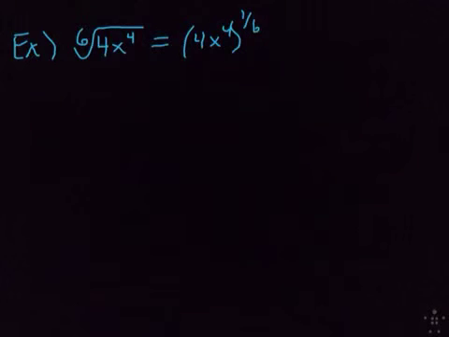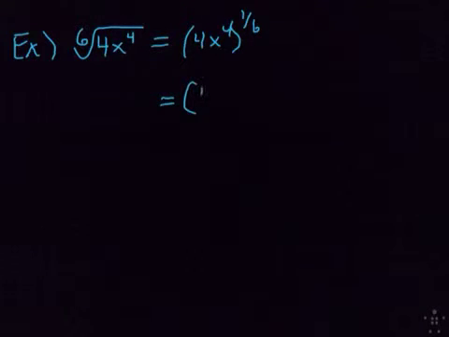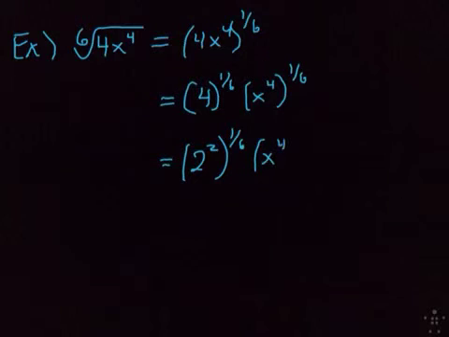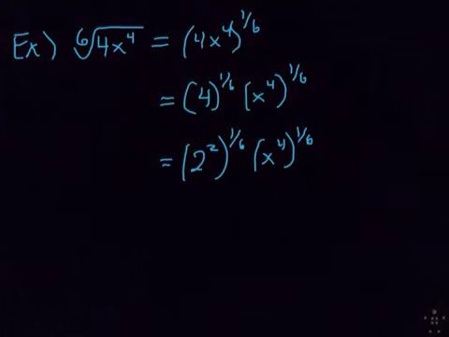Radicals are rational or fractional exponents. And now, by the product of powers property, I could take the 6th root of the 4 and the x to the 4th individually. And if I rewrite 4 in prime factorized form, so 2 squared, I now see that when I raise an exponent to an exponent, I multiply them. And so now I could simplify down the denominators of my rational exponents, which this whole time is really simplifying down what the index is.